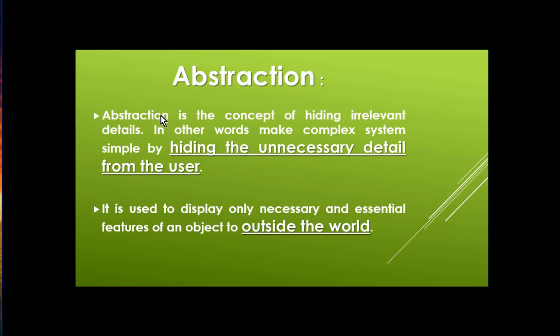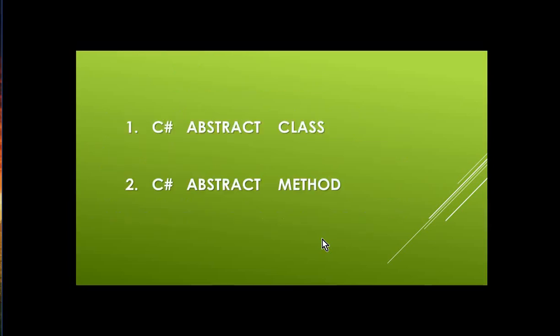Abstraction is basically the concept of hiding irrelevant details, which means to hide the unnecessary details from the user. It is used to display only necessary and essential features of an object to the outside world. What this means is that when we use a reference of an object, it will show only necessary methods and properties and hide methods which are not necessary. As I told you, you will understand these things more clearly when we move toward the implementation of the abstraction concept in Visual Studio. So first let's talk about the abstract class and abstract method.